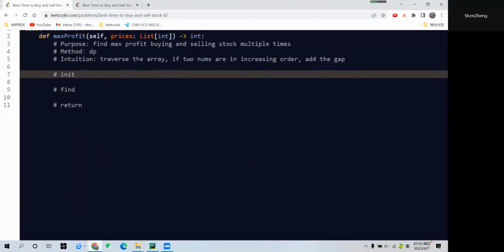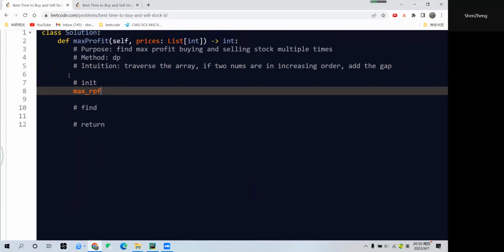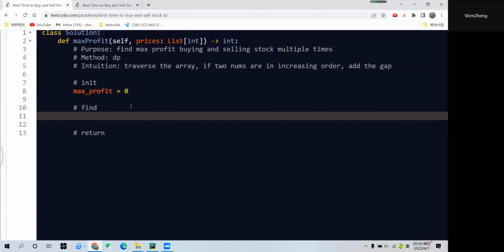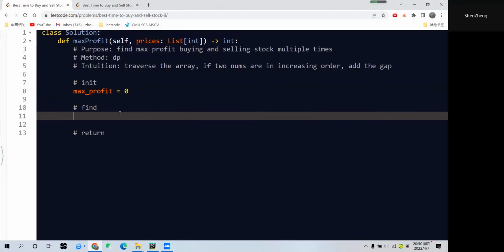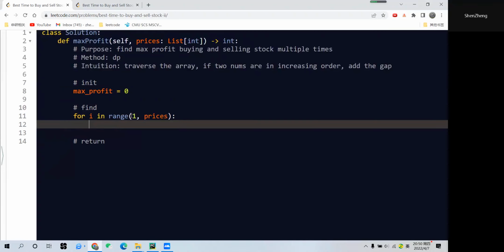The first thing, as we did in the previous question, is to initialize the maximum profit. But here we don't need the minimum price anymore. The maximum profit can be set at 0, or you can choose float minus infinity. But I think 0 will be easier to understand. Now let's go through this entire prices array all the way from 1 to the end. And now we have to calculate the gap, right? So gap is price i minus price i minus 1. So this is the difference between the previous price and the current price.